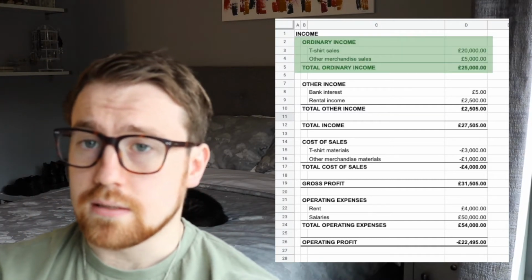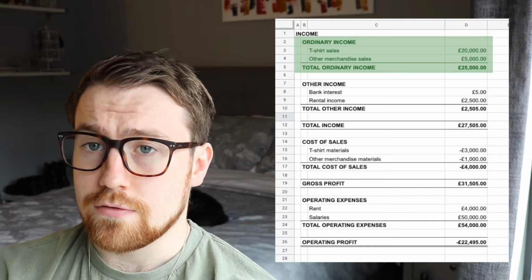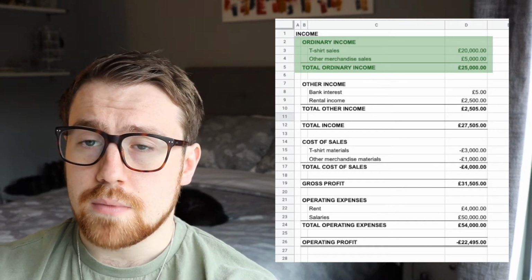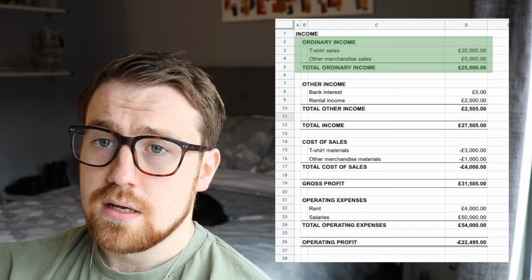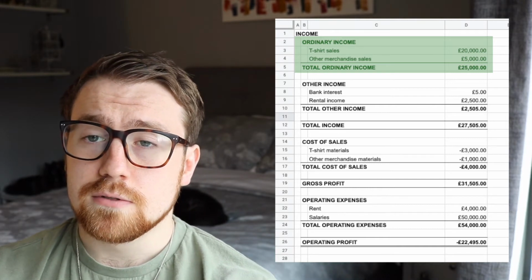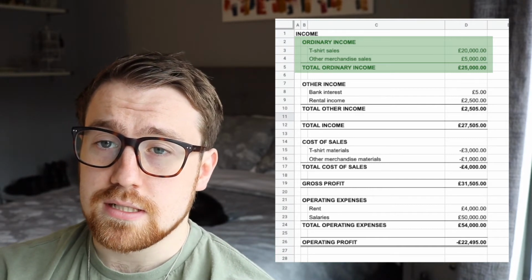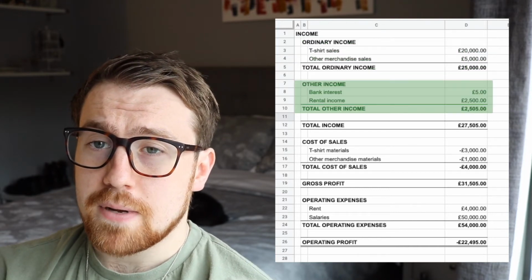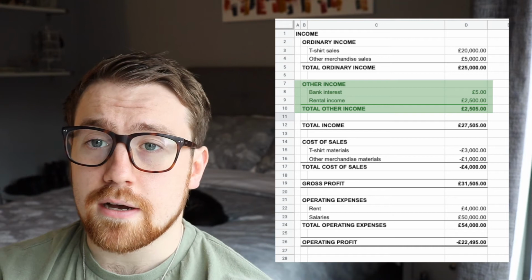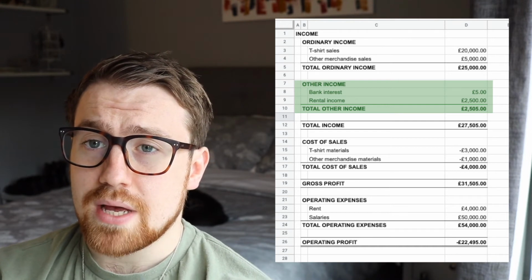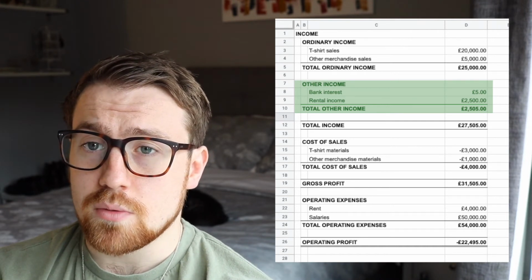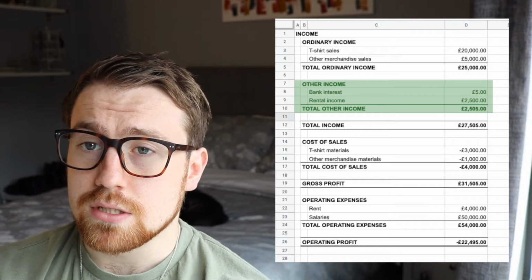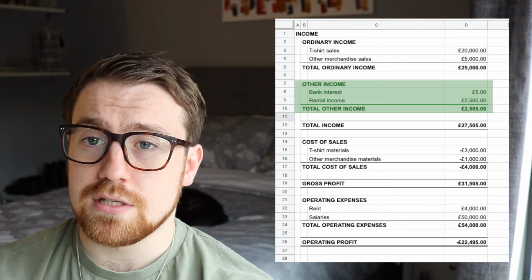So ordinary income, which can also be referred to as ordinary revenue, is the money that is generated by the business in its normal course of trading. So in this example, a t-shirt company, it would only record its t-shirt sales in here. Bank interest and rental income, if you rent out a spare warehouse that you aren't using at the moment, they would go under other income because it's not within the trading activities of the business.